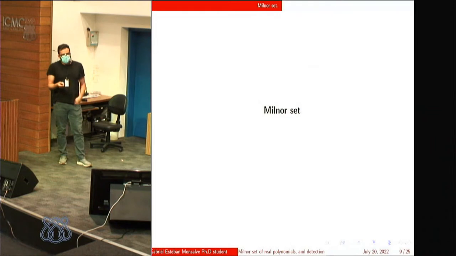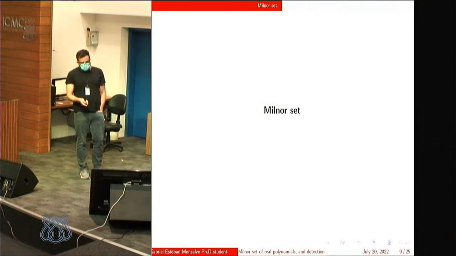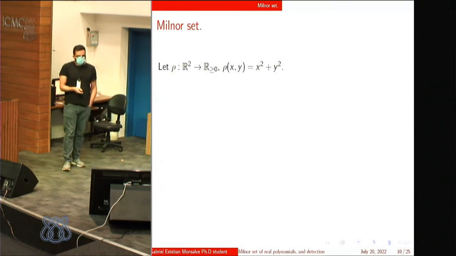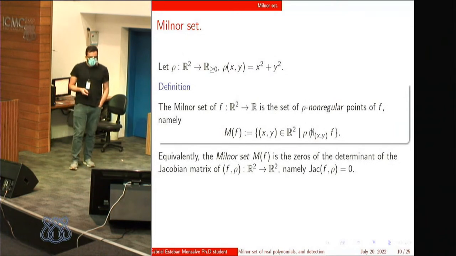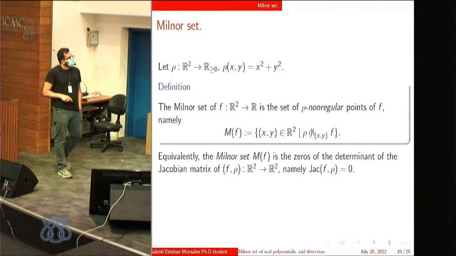The idea of this work is using the Milnor set to detect these atypical values. So let's define again the Milnor set, in the sense that Professor Nicola already defined this morning. We denote by rho the square of the Euclidean distance function to the origin. The Milnor set of F is all the points in the plane such that the fibers of F at that point are not transversal to the fibers of rho, or to the circles. Equivalently, it is the singular locus of the mapping from R2 to R2 whose first component is the polynomial F and whose second component is the function rho.